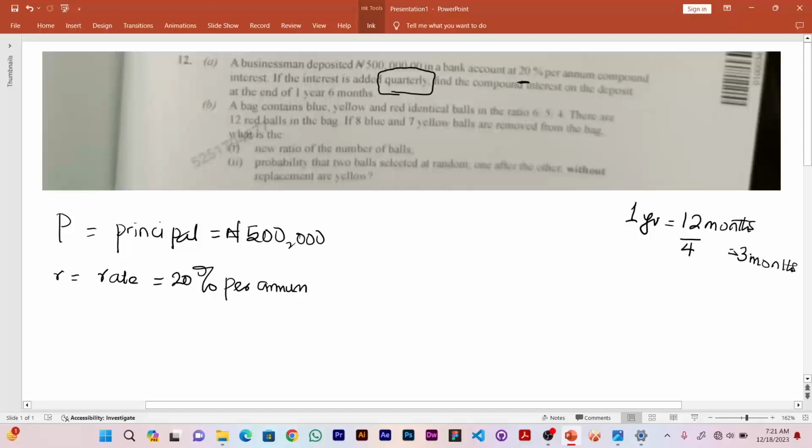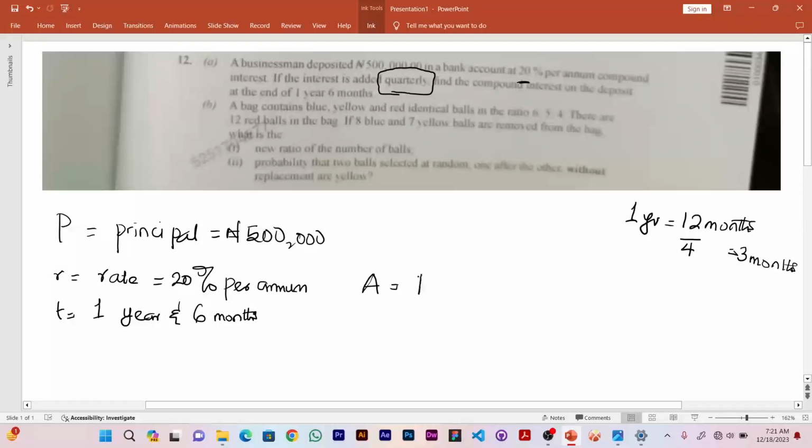Then they now say we should find the compound interest on the deposit at the end of 1 year and 6 months. So I can say my time is 1 year and 6 months. The time here, you can also use the letter N to represent it. Anyone would do. So the formula we're going to use is this formula.